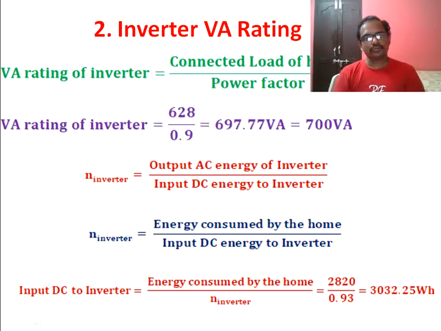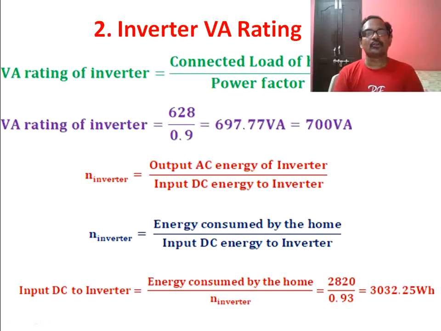S is equal to, so you have the VA, you require the VA. P is equal to S cos phi, you know it. That is P is equal to VI cos phi. VI is the S, that is the apparent power, that is P is equal to S cos phi. You know the cos phi is power factor. So what is S? S is equal to P by cos phi, that is S is nothing but volt ampere rating of the inverter, P is the connected load of your home, and cos phi is the power factor.